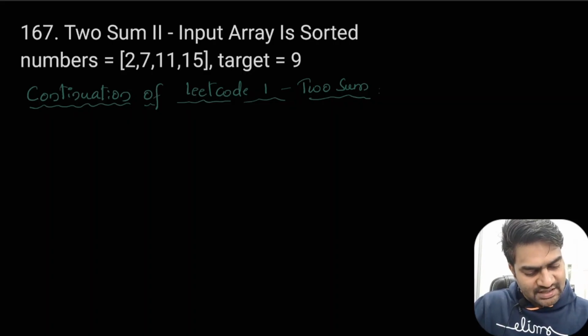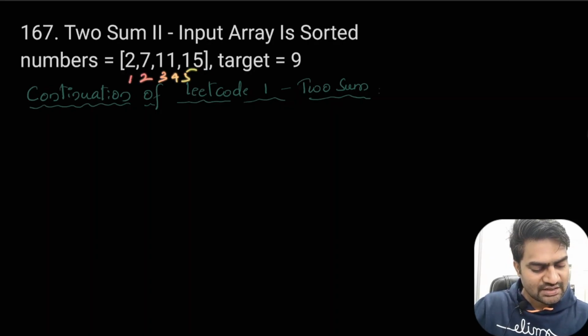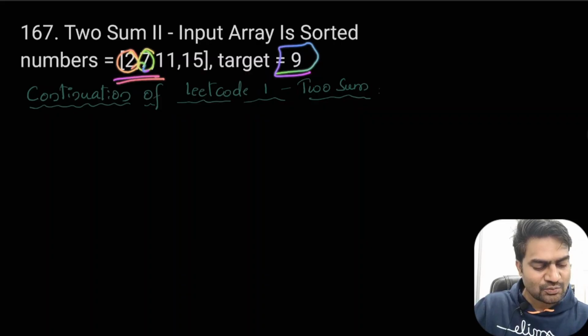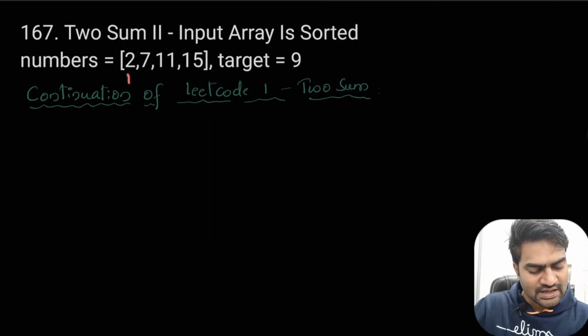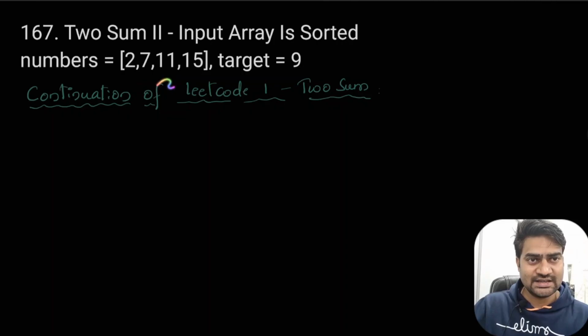Here they have given this particular array of numbers, and they are indexed from 1, not 0. So 1, 2, 3, 4 and so on, and they will give a particular target. Now we need to return the pair of numbers which add up to give this target. If you see here, 2 plus 7 will add up to give us 9. So we need to return the indexes of 2 and 7, which are 1 and 2 here, because it's 1-based indexing.